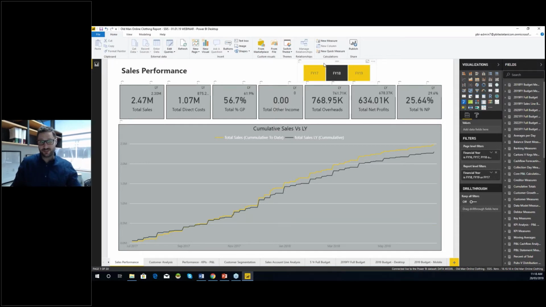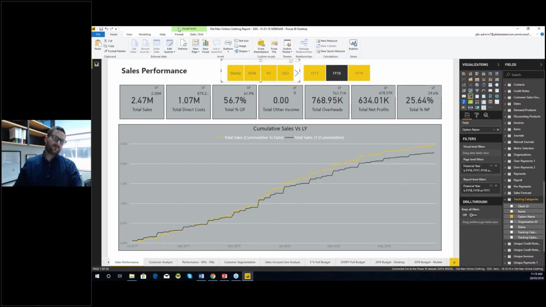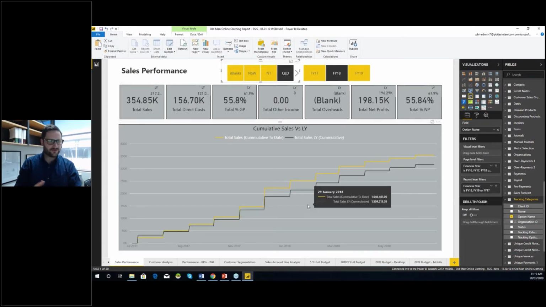Something that's very popular in Xero is tracking categories. So if I come down to the tracking categories, I'm going to drag option name into that spot there. What that's going to replace with is the tracking category that you were using there. And this is quite a common one, to distribute sales by location. So if we drill down into Queensland now, it goes from 2.47 million and the whole page updates. Now we're slicing by tracking categories, 355K.